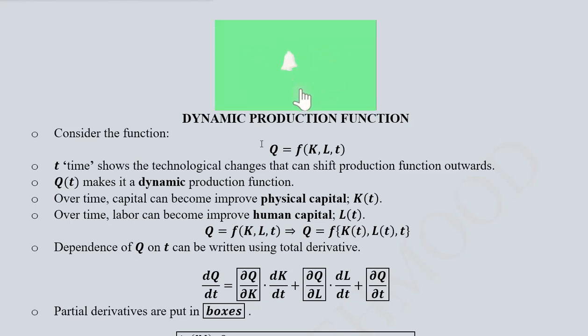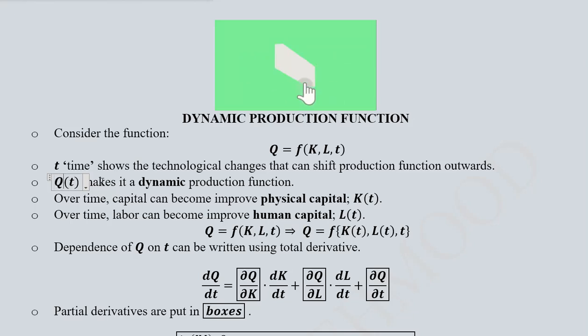So let's come to the topic, and that is about the output, which depends upon capital, labor, and time. Small t is being used to represent time, and we know that time has the tendency to bring about technological changes because inventions and innovations take place over time due to research and development. And they can bring a shift in the production function outwards. They can favorably shift the production function because of the more favorable technology and hence more output.